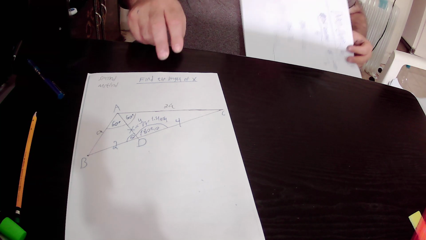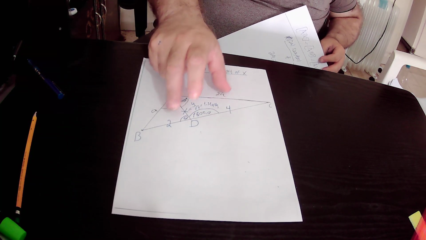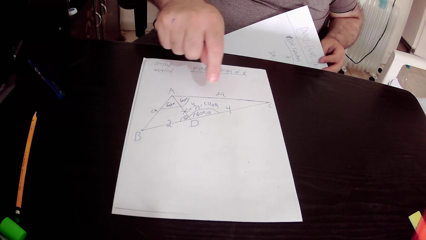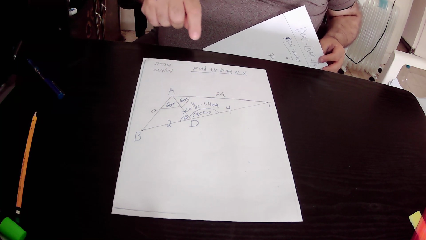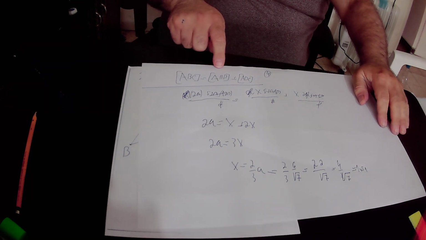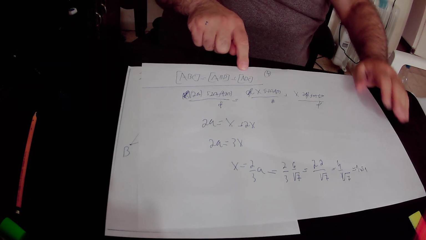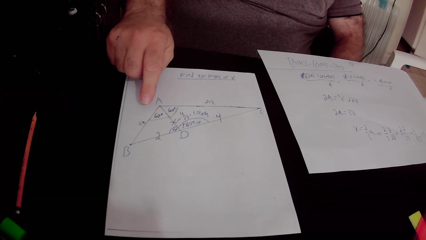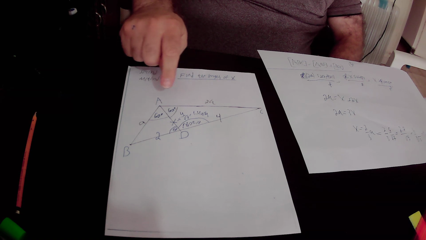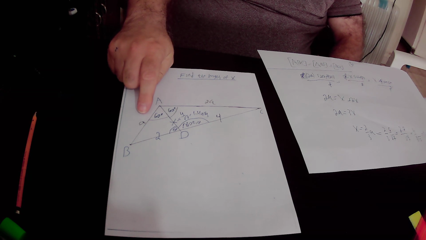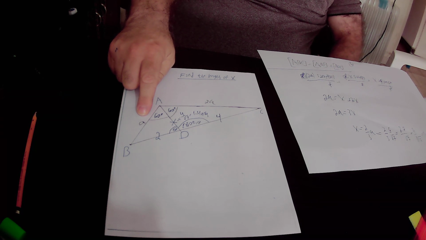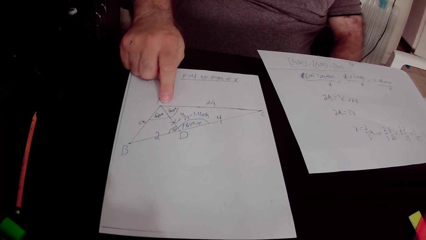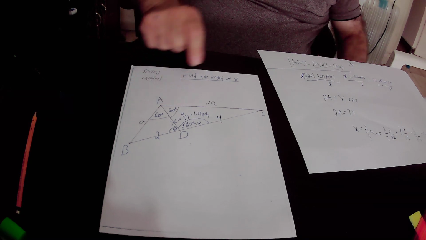So we implemented the new rule in our drawing. Here, the area of triangle ABC equals the area of triangle ABD plus the area of triangle ADC. The area of triangle ABC, according to the new formula, will be equal to A times 2A times sine 120 degrees over 2.